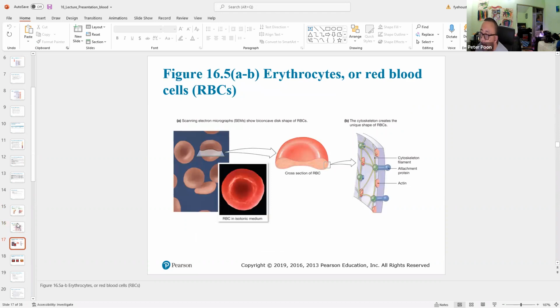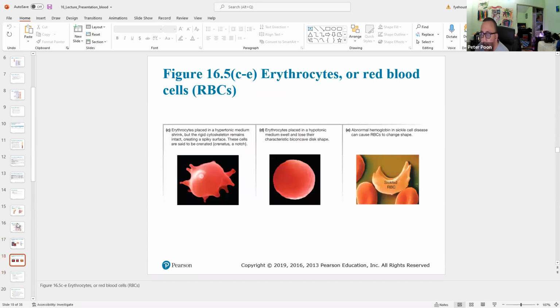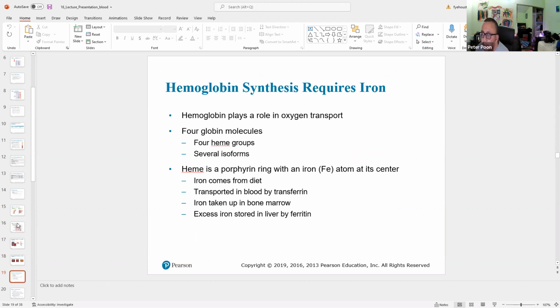So this is a red blood cell. You should know the shape. This you should know from biology, anatomy, etc. Hemoglobin plays a huge role in oxygen transport. There are four globin molecules in normal adult humans, two alphas and two betas. Fetuses have something called gamma globin, etc.